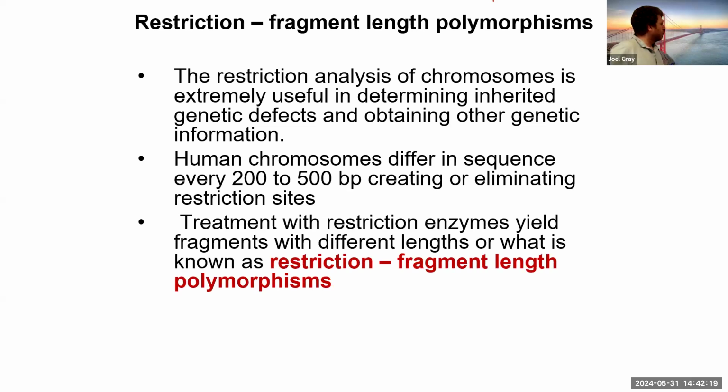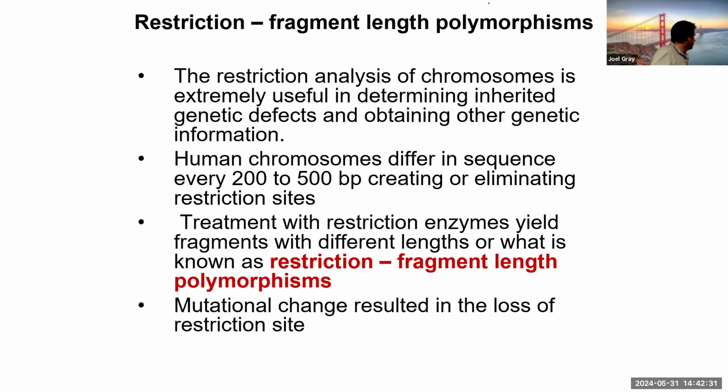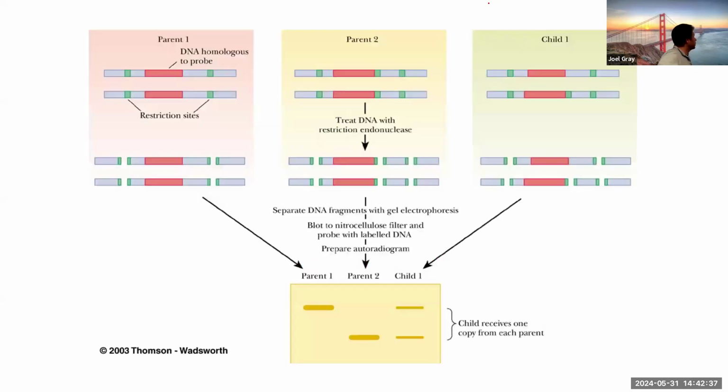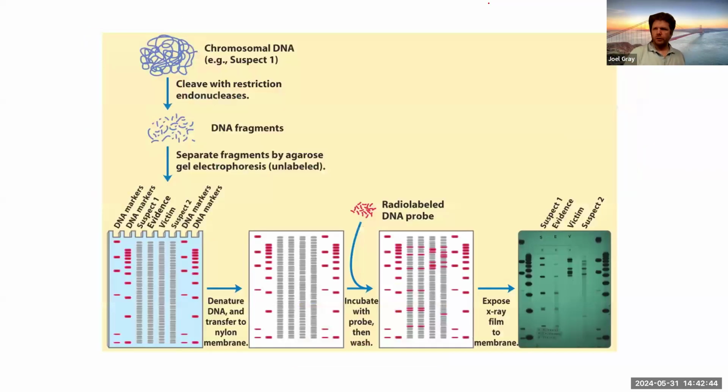Treatment with restriction enzymes yields fragments with different lengths, what is known as a restriction fragment length polymorphism, which is one of my favorite acronyms in science, and that is a RFLP. A mutational change resulted in the loss of that restriction site. So that would be the difference between me and some random person. And so that's one of the ways that we can do paternity testing or relationship testing.